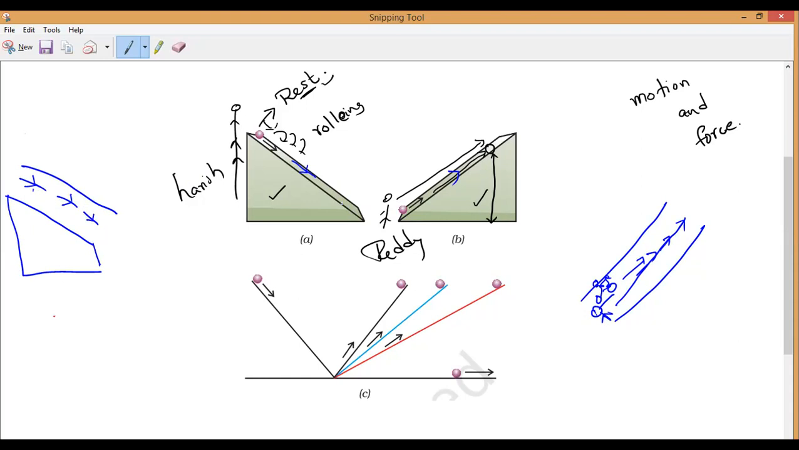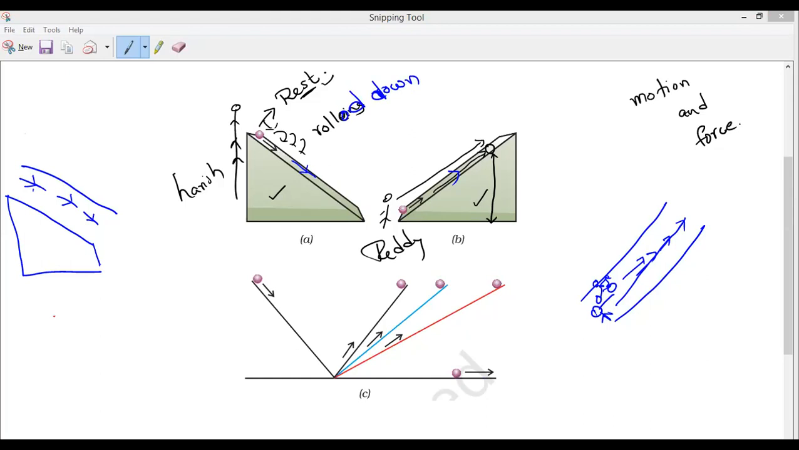The first illustration, from this illustration, he made a conclusion. What is the first conclusion he made? A body when rolled down in which plane, guys? In an inclined plane. When the body is rolled down an inclined plane, its velocity increases or decreases, guys? The velocity of the body increases.